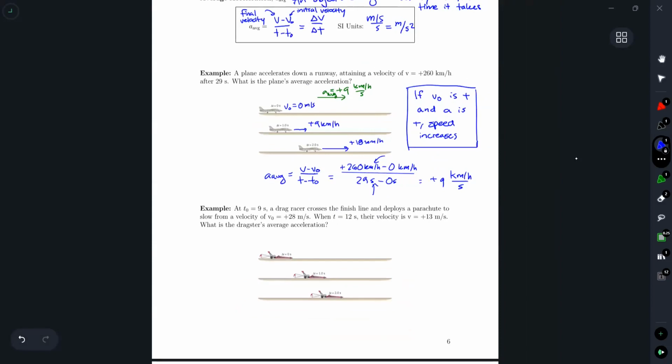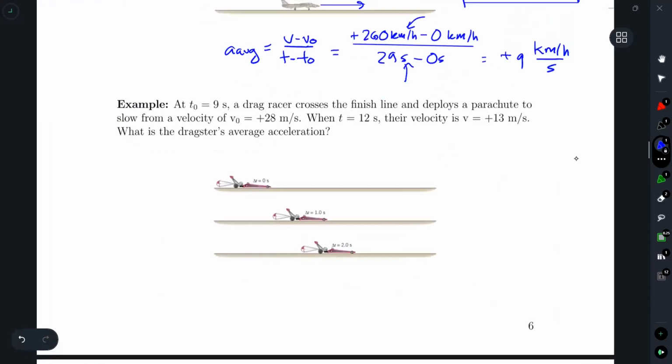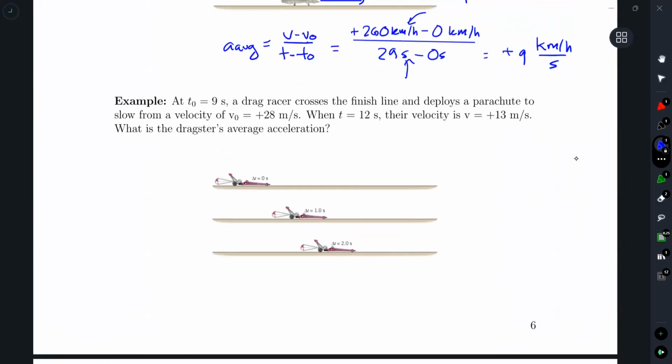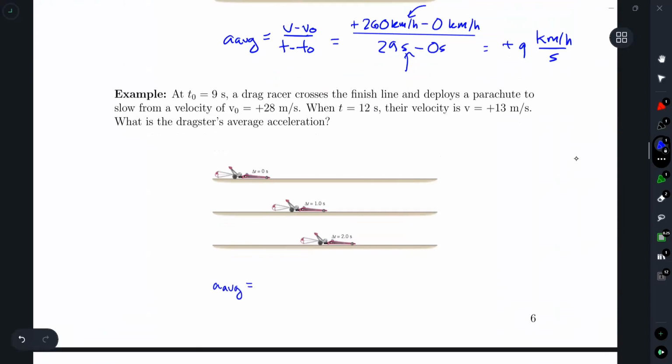Okay, you take just a minute and try this one. So what did we get for that average acceleration? -5 meters per second. Yep. So final minus initial velocity, plus 13 meters per second minus plus 28.